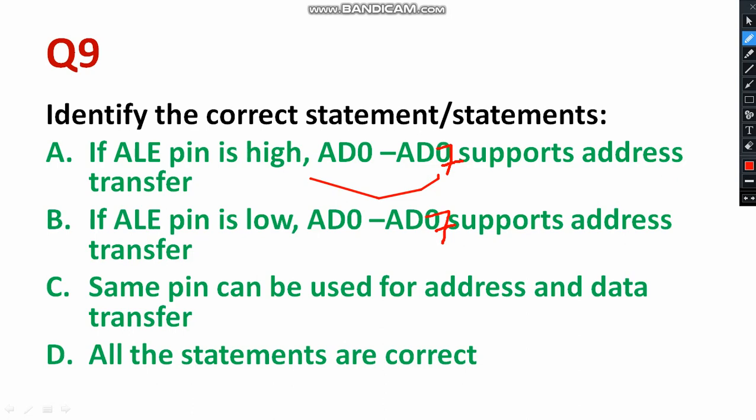So which could be the correct answer? According to the statement, if the address latch enable pin is 1, then AD0 to AD7 support address transfer. And also if the address latch enable pin is low, AD0 to AD7 support data transfer. So definitely these two options are absolutely correct. And one more thing, the same pin can be used for both address and data transfer. That is also correct. Then which is better? Please select option D. Option D is the correct answer. Here there is a minor change, please read it as AD7.